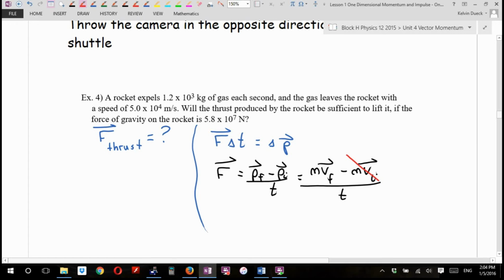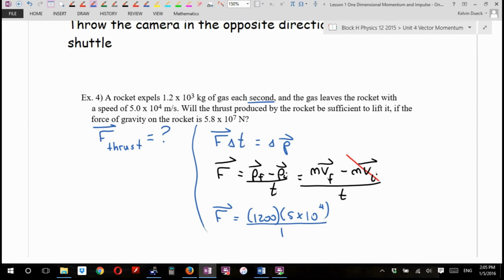So if I want to calculate the thrust force, it's going to be the mass of the gas, 1,200, times the final velocity of the gas, 5 times 10 to the 4th, divided by, how much time has elapsed here? They snuck it in, but they were sneaky. What's the time in this question? Each second. That was mean of them. They didn't give it as a number. They wrote it out in English. But the nice thing is I'm dividing by 1. Heck, I can do that.